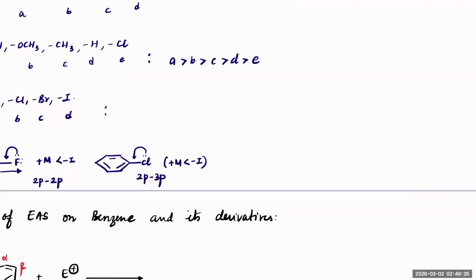Overall, if you notice the electron withdrawing nature, if you compare, then definitely iodine is most withdrawing, then bromine, then chlorine, then fluorine. Electron withdrawing nature.